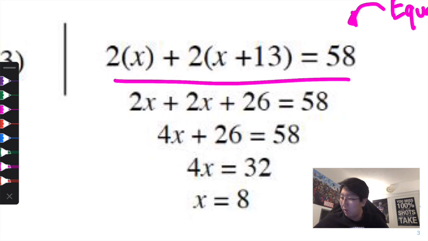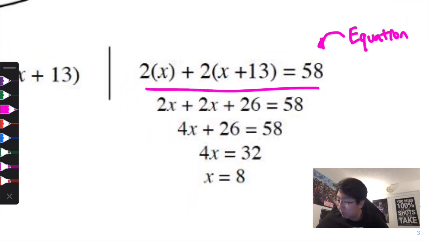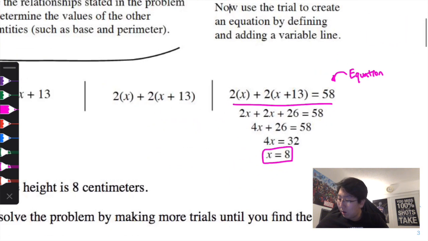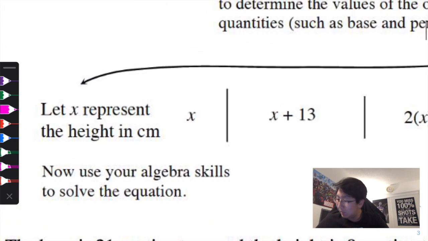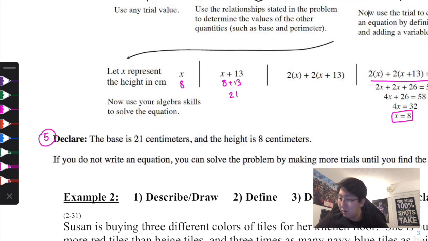And so if x equals 8, that means that our height is 8 and our base is 8 plus 13. Okay, and that is 21. So now we can declare the base is 21 and the height is 8.